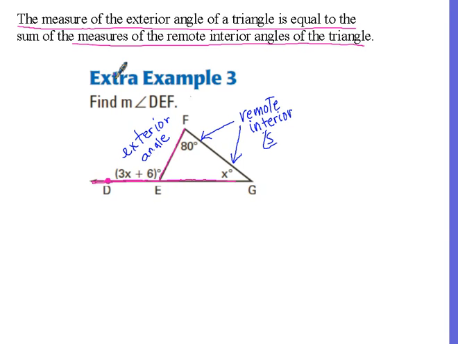It also mentioned remote interior angles. Those are the ones that are all the way across the triangle, so the 80 and the X degrees. Go ahead and watch part B of 4.1 for the rest of this example.